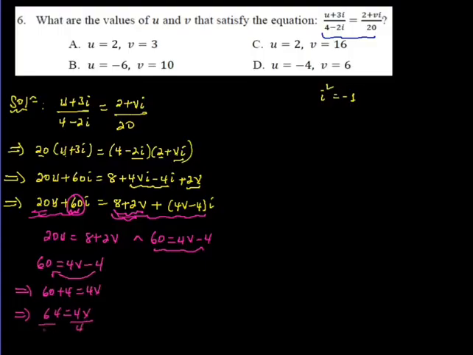Dividing both sides by 4, v becomes 64 over 4, which is 16. The value of v is 16.